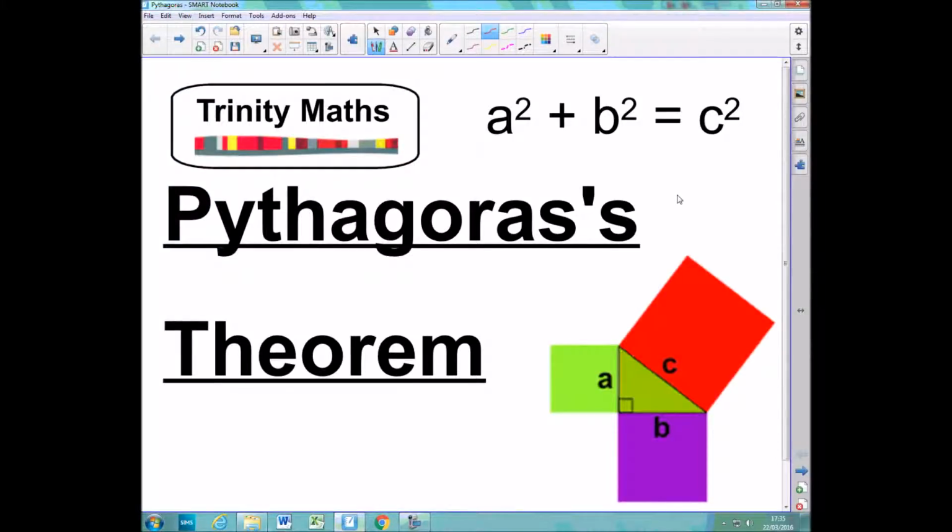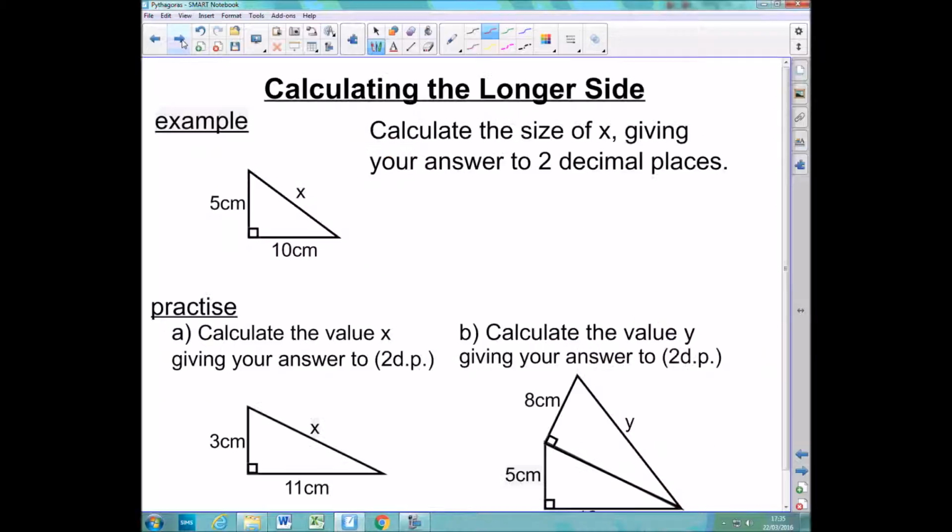Okay, so this video is going to be how to solve problems using Pythagoras' theorem. Now, Pythagoras' theorem is a geometry theorem all about right-angled triangles. And it basically states that if you know two sides of a right-angled triangle, you can calculate the third using this little formula that Pythagoras came up with. So let's have a little look at an example.